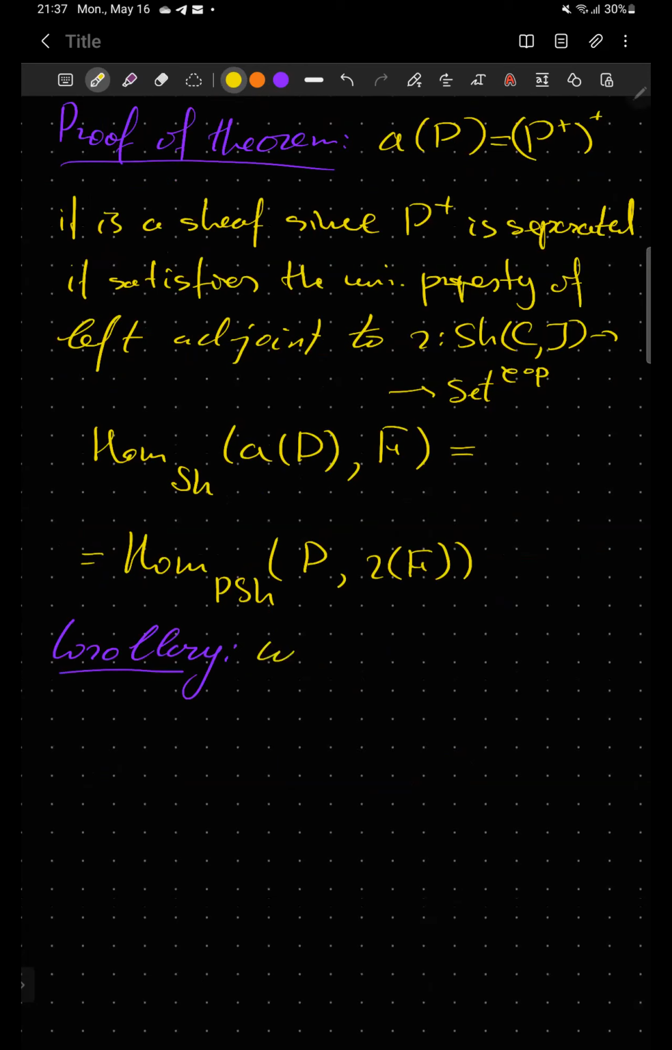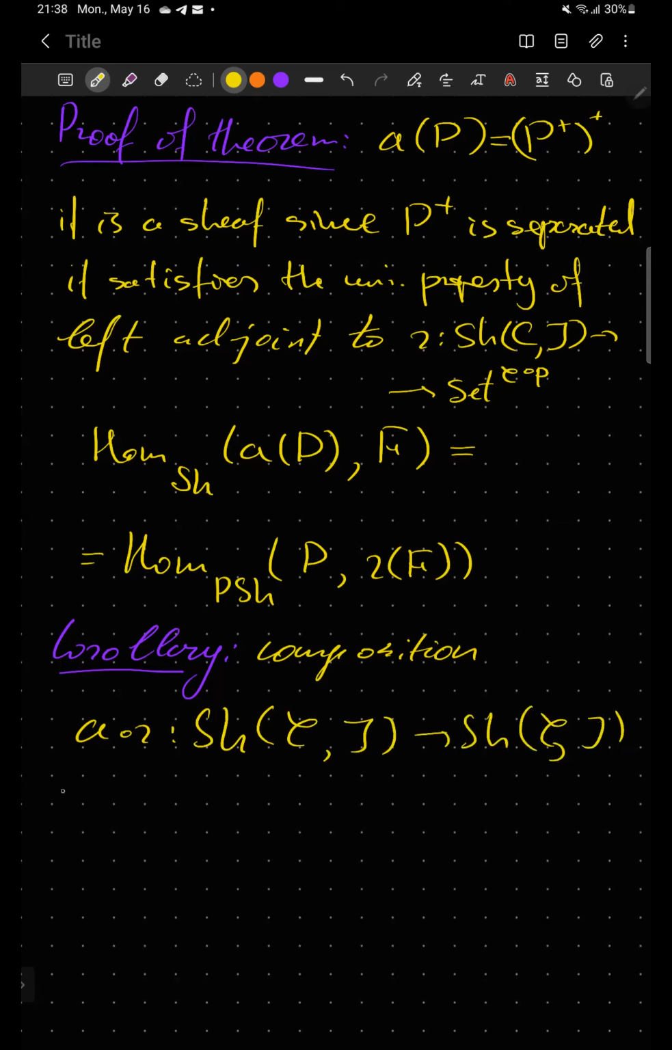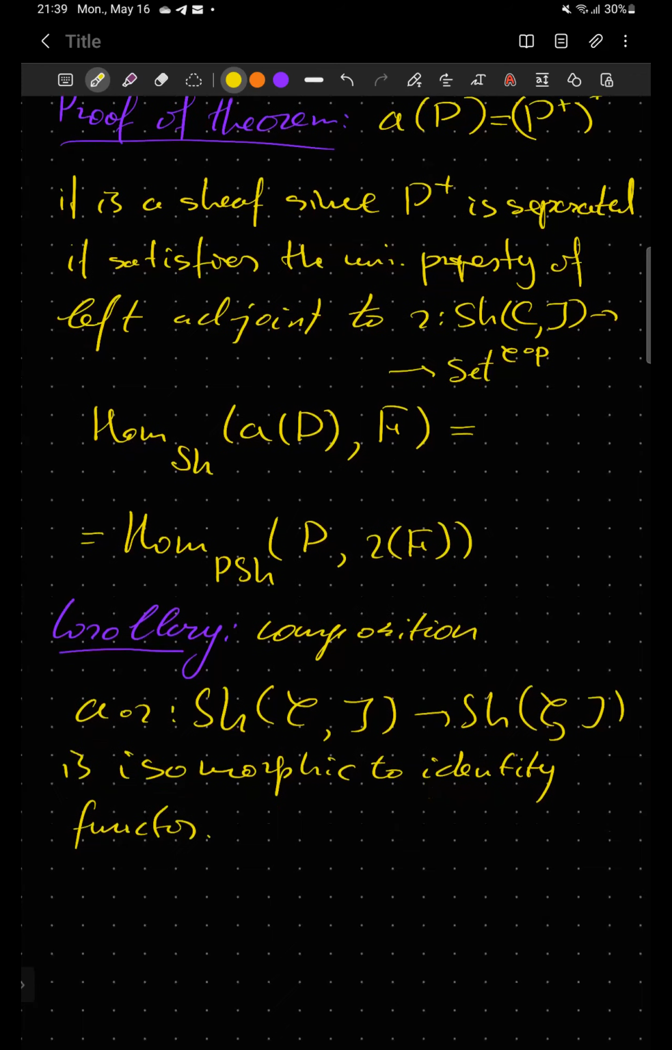So the composition A iota from sheaves to sheaves is isomorphic to the identity functor. This follows from the fact that P plus of P is a sheaf precisely when P is isomorphic to P plus precisely when P is a sheaf. So it is isomorphic to the identity functor.